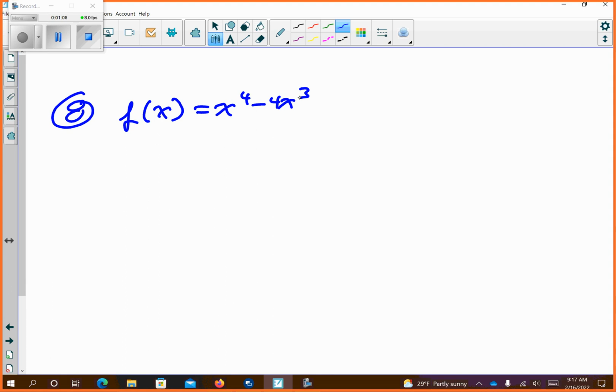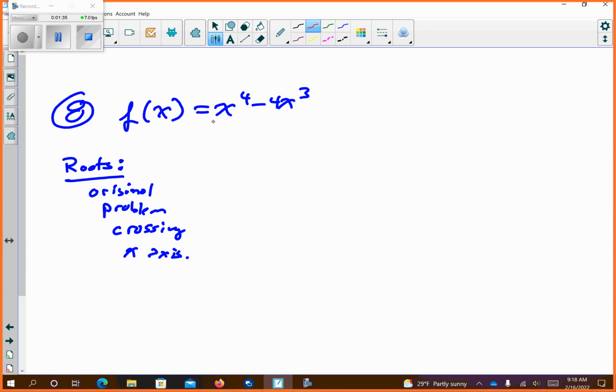All right, so the very first thing they want to know about here on this problem are the roots. Okay, so we have to know that the roots are where the original problem crosses the x-axis. Okay, so that's the first thing we have to know. So what I can do is set the original problem equal to 0.